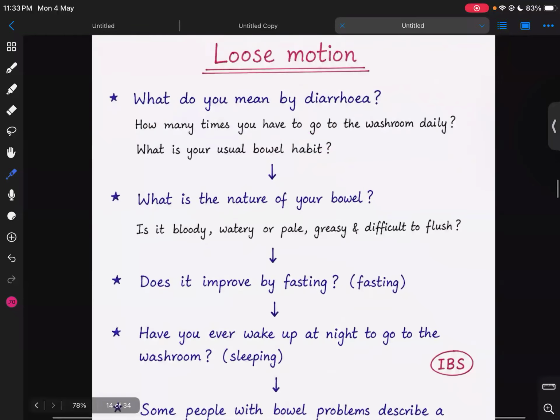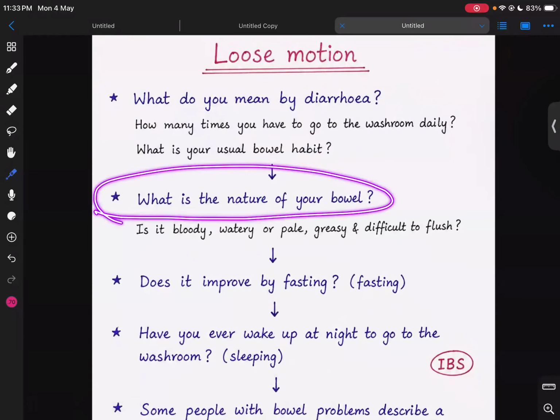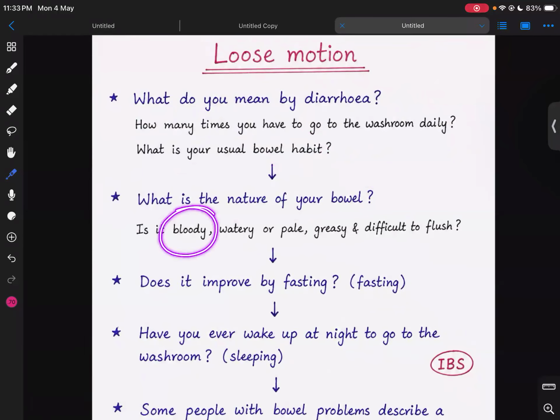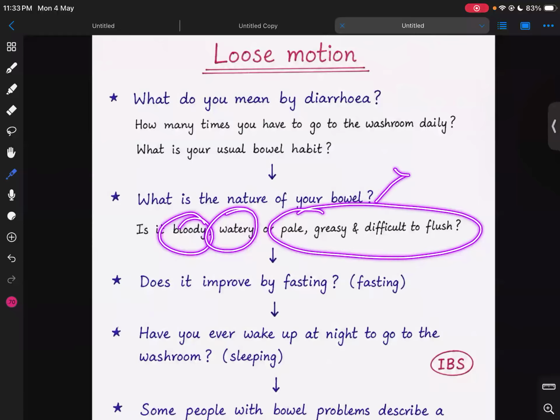Then the second and the most important question is, what is the nature of your bowel? Is it bloody or watery? Or is it pale, greasy, and difficult to flush? Right after this question, we can narrow down our differential diagnosis. So this is going to be the most important question. That is, what is the nature of your bowel? Is it bloody? Is it watery? Or is it pale, greasy, and difficult to flush? This pale, greasy, and difficult to flush is for malabsorption.